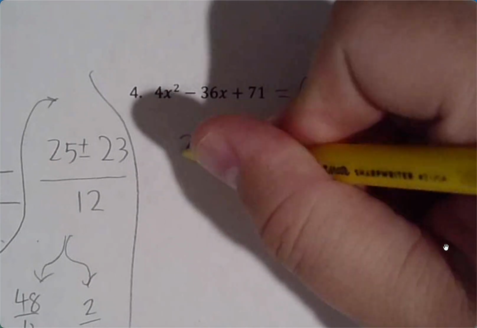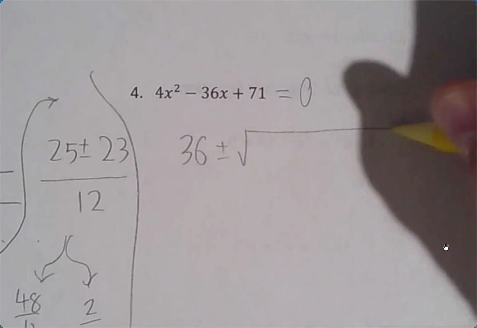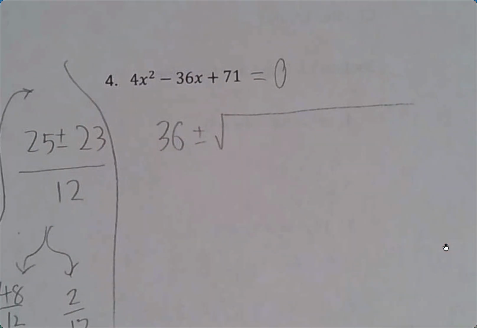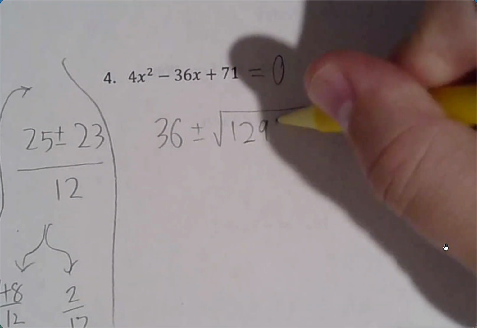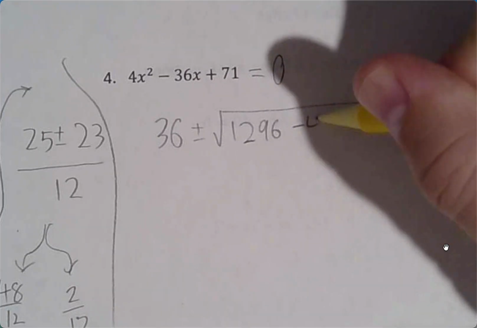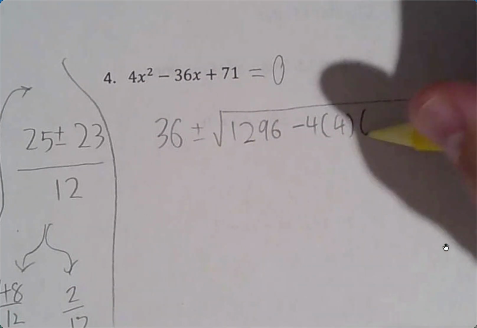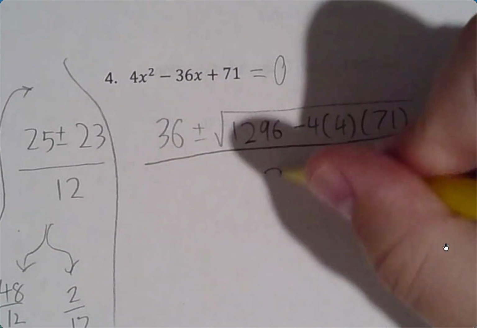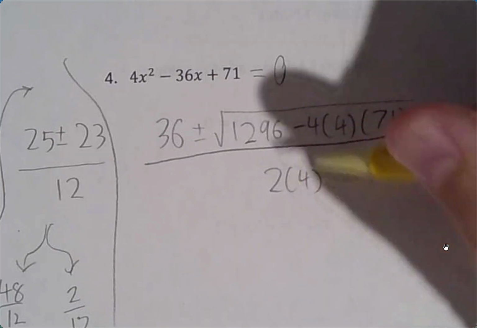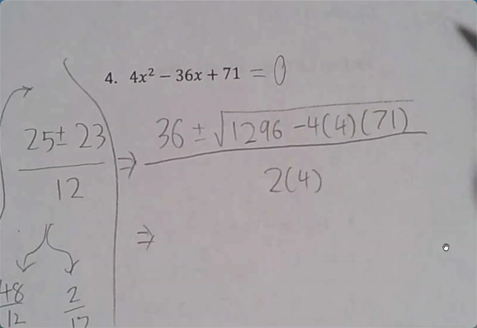We've got negative b, which will now be positive 36, plus or minus the square root of 36 squared, so that's my first big number here, which is going to be 1,296, my goodness, minus 4 times a, which is also 4, times c, which is 71, oh gosh, all over 2 times a. All right, well, what's next?